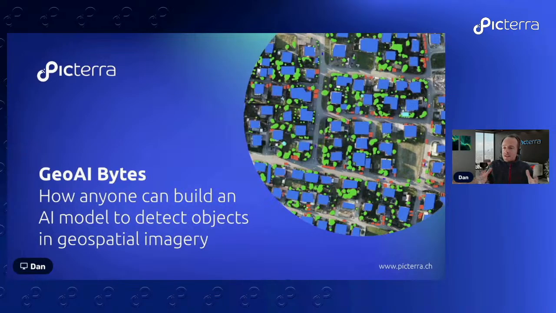My name's Dan, and I'm going to take you through today how anyone, yes, absolutely anyone, can build an AI model, ML model, deep learning model, however you want to call it, to detect objects in geospatial imagery. So, be that satellite, be that drone, be that aerial imagery, anything top down, taken from the view above of the world below. Let's see how anyone can do it.